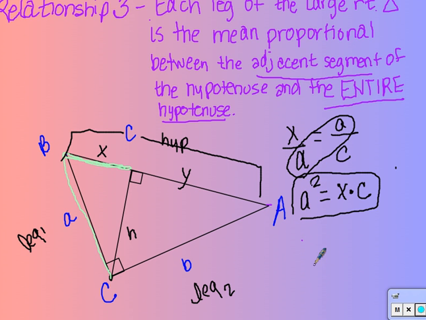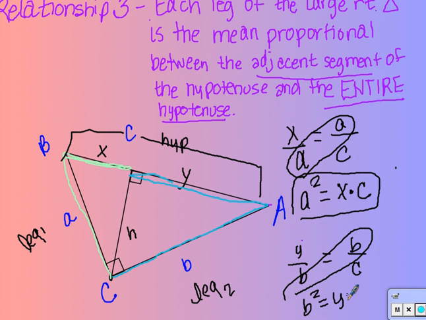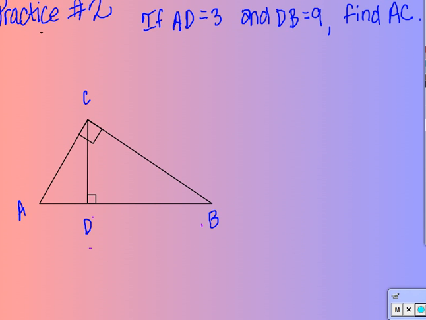All right, and so basically here, leg 2 is the mean proportional. So B is our leg 2, so it's going to go in this position and in this position. That's our mean proportional between the adjacent segment of the hypotenuse, which in this situation would be segment Y, over the entire hypotenuse, which is C. So there we have b squared equals y times c, right? So that's going to help us find some numbers that we're going to need to find here in a second. Let's practice one. So here's a practice problem.